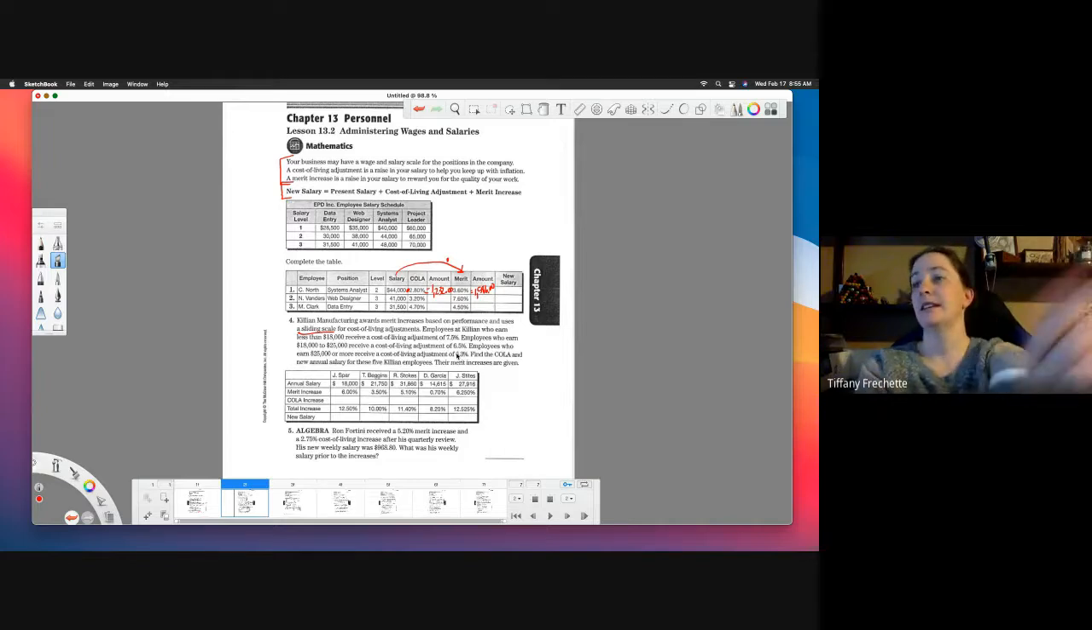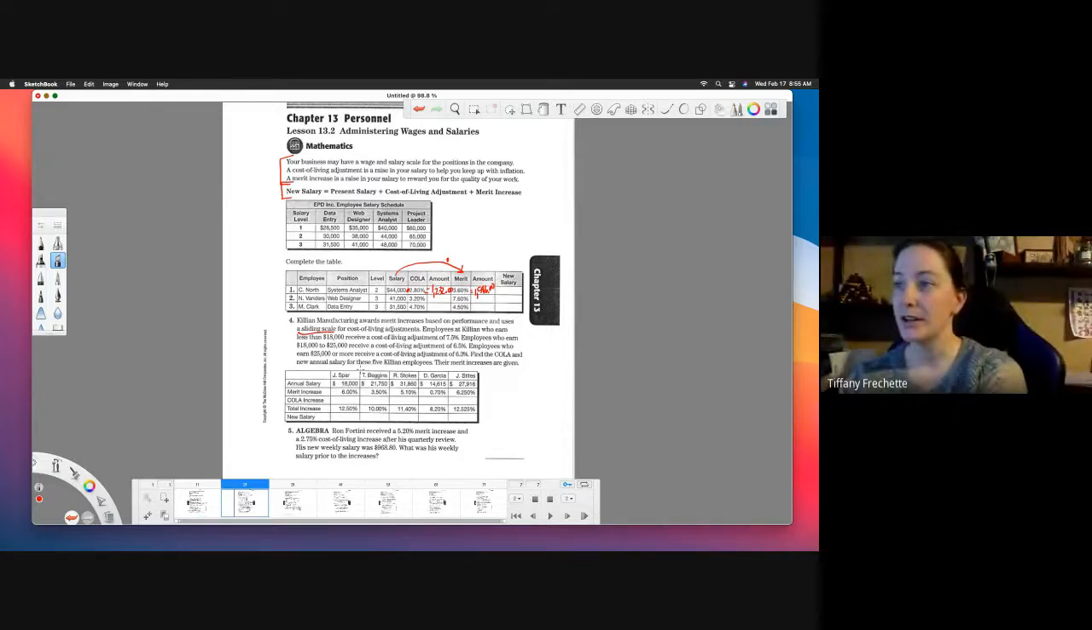And then the merit increases are given here. They're not calculated, but the percentage is given. So if we look at this first one, I'm only going to look at this first one, and then I'm going to let you guys do the rest. So we have 18,000 for Jay Spar. That's how much he's making right now. So for the merit increase, we're just going to take the 18,000 and multiply by 6%.